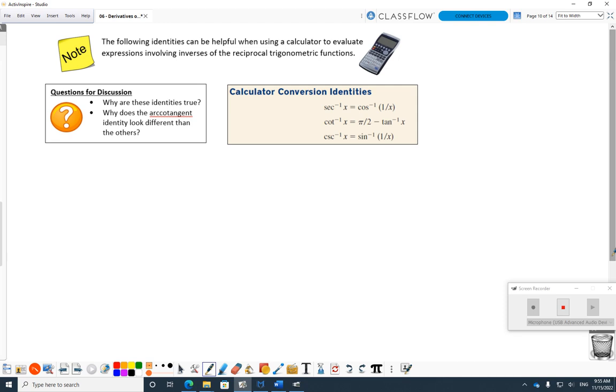If you need to punch something into your calculator, like secant inverse, these are some easier ways to do that. They're called calculator conversion identities. I will not make you memorize them. I'll make them available to you. In the past, I just make it that you don't really need them on the test. But when you have to type something in, you're like, yeah, but my calculator doesn't have a secant inverse button. You can do this, cos inverse of 1 over x, okay? So I'll get back to that in just a second.